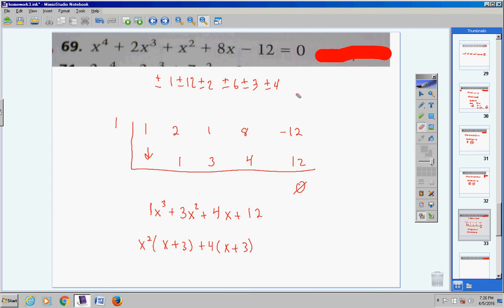So I'm going to erase all of this. I don't need any of this. Oh, I do need that actually. I found one of my answers was what? 1 gave me a 0. That's one of my answers. So I'll put it up here before I erase all this. And here we go.